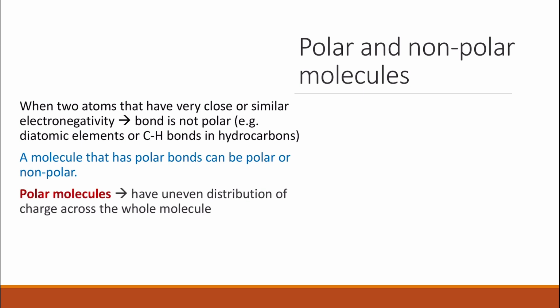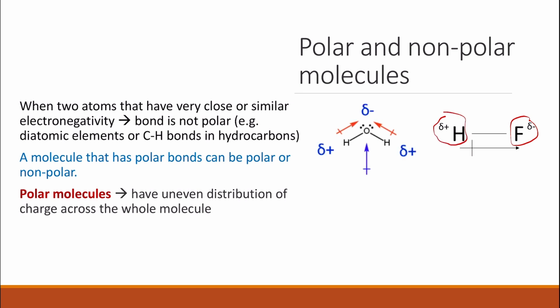Polar molecules will have an uneven distribution of the charge across the whole molecule, like hydrogen fluoride we have seen. In hydrogen fluoride, you can see that there is more of the negative charge towards the fluorine and the positive charge towards the hydrogen. We can also see it in the case of the water molecule. There are two polar bonds in water, and there is an uneven distribution of the charge across the whole molecule, so the whole molecule has a permanent dipole.